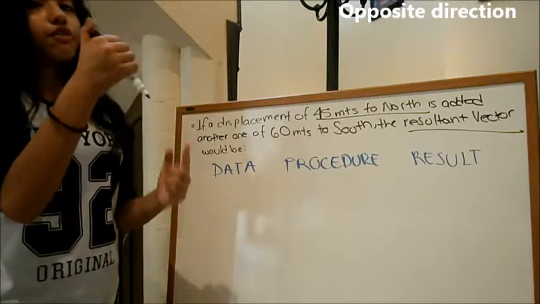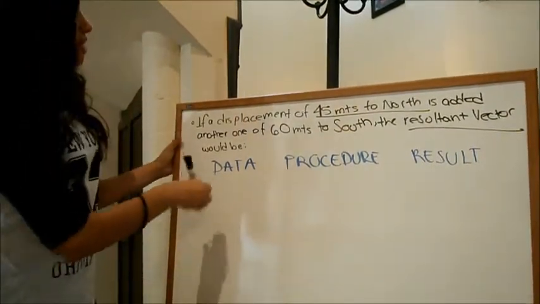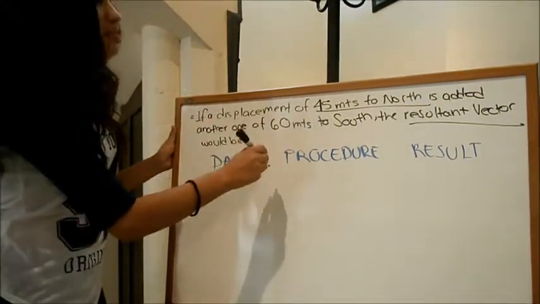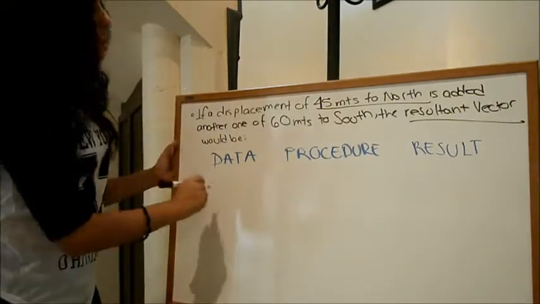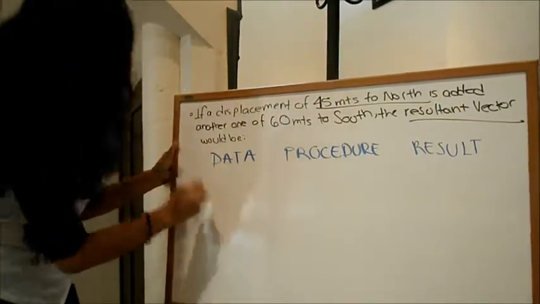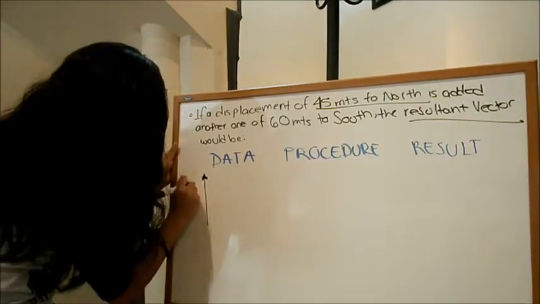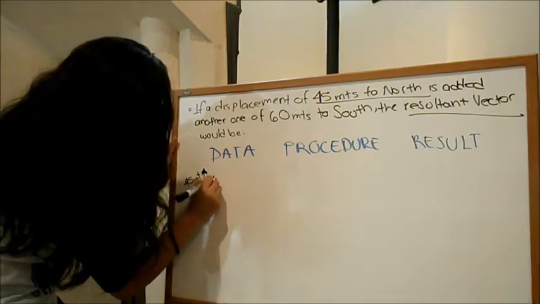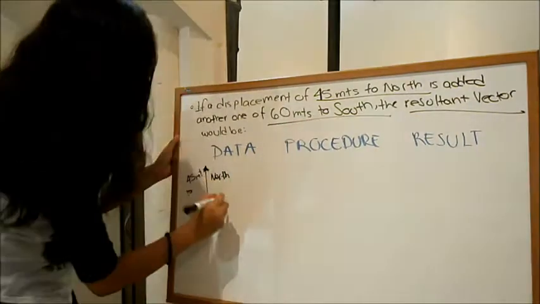And okay, for the second problem, we are going to talk about how to obtain the resultant vector of vectors of opposite direction. For this, we have this problem. If a displacement of 45 meters to the north is added another one of 60 meters to the south, the resultant vector will be. For this, we first have to put the data that are 45 meters to the north, and 60 meters to the south.